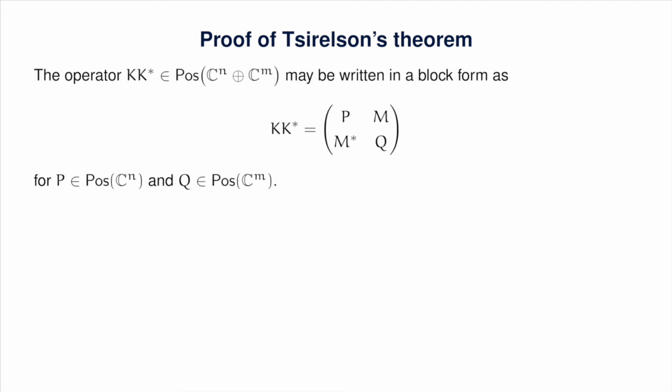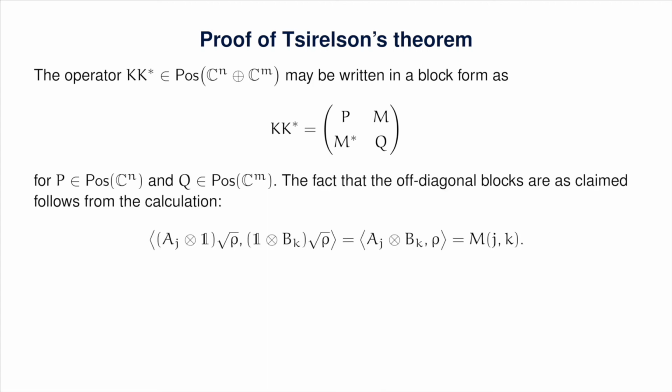And now what we're going to observe is that if we write K times K star as a block matrix, we're going to find M and the adjoint of M on the off-diagonal blocks. And the diagonal blocks have to be positive semidefinite operators, and we'll call them P and Q. To verify that we get M and the adjoint of M on the off-diagonal blocks, we can compute the relevant inner products between the rows of K, and we see that we get one of the entries of M. And this is exactly why the rows of K were chosen like they were.